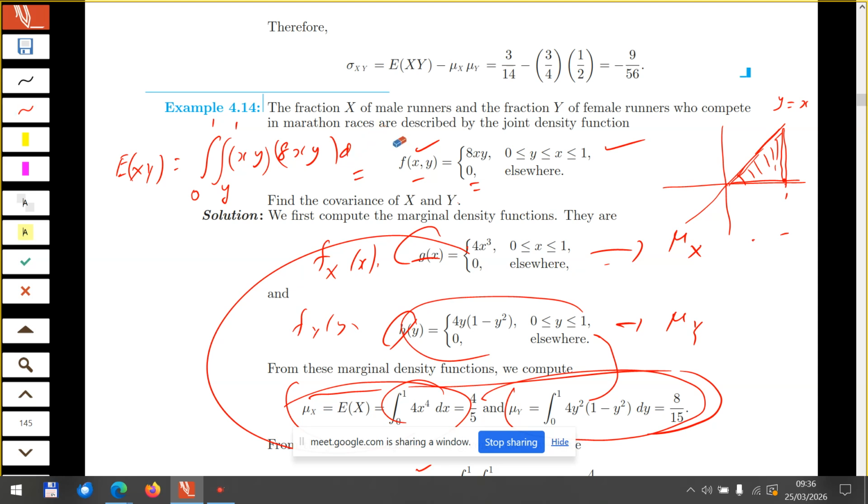We should have it like this, dy dx, and if you want to use this region, it will be y between 0 and x, and x between 0 and 1. This is one way of doing it, okay? What would be another way of doing it? That's not the only way, right?